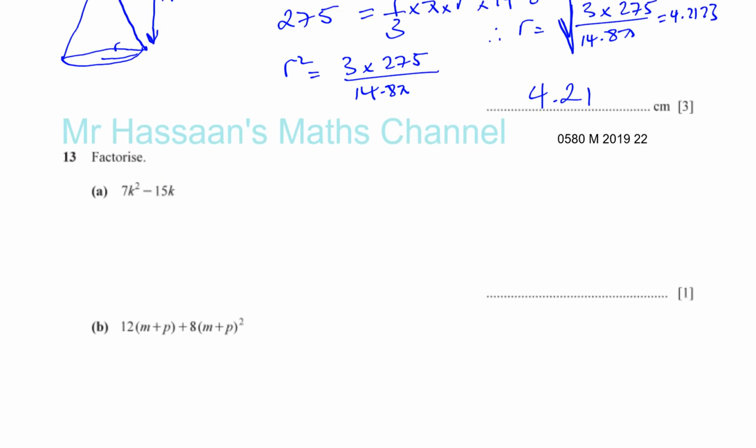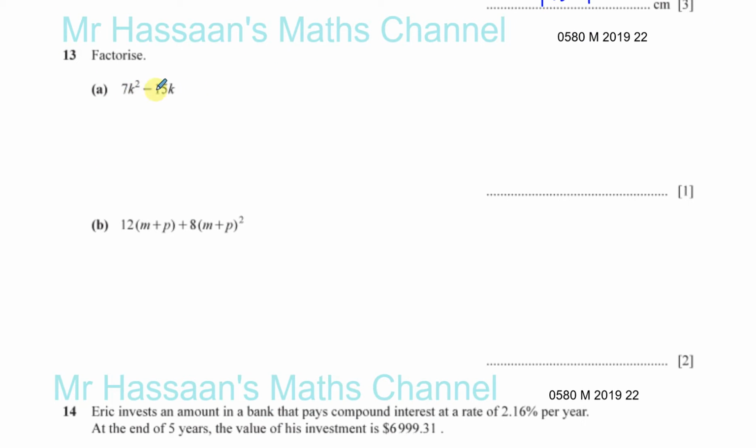Number 13 is all about factorizing. 13a, factorize. The common factor in these two is just k. K is the common factor of these two terms. In terms of the numbers, there's nothing common between 7 and 15. So you take k out as a common factor, then you say to yourself, k times something will give me 7k squared. Well, that's 7k. K times 7k is 7k squared. And k times something gives me minus 15k, so that's k times minus 15. So there we have it: k times 7k minus 15.